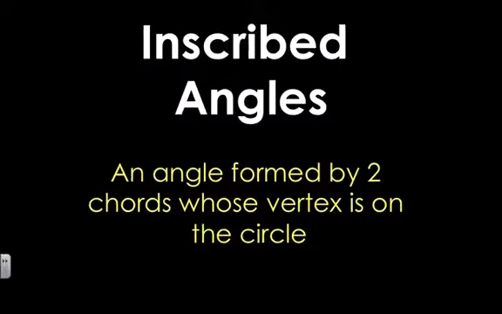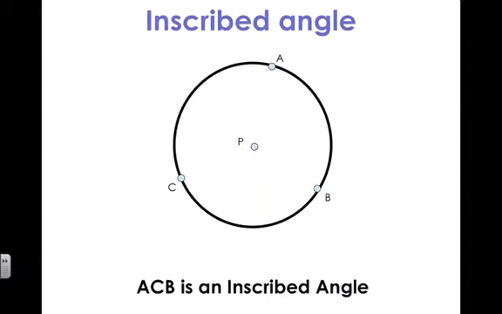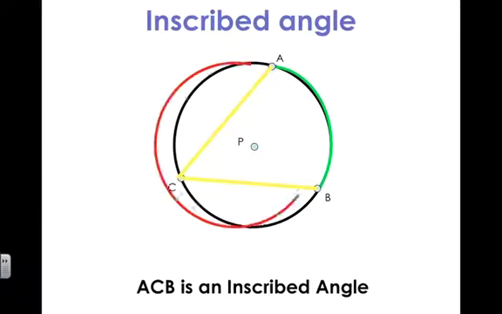Next, we have inscribed angles. This is an angle formed by two chords whose vertex is on the circle. Take a look at this example. Here is an inscribed angle, ACB, and here's the chords that create it. So chord AC and chord CB intersect at C on the circle, so ACB is an inscribed angle. It intercepts arc AB, very much like the central angle intercepting an arc there. And then we have our major arc around the other way.